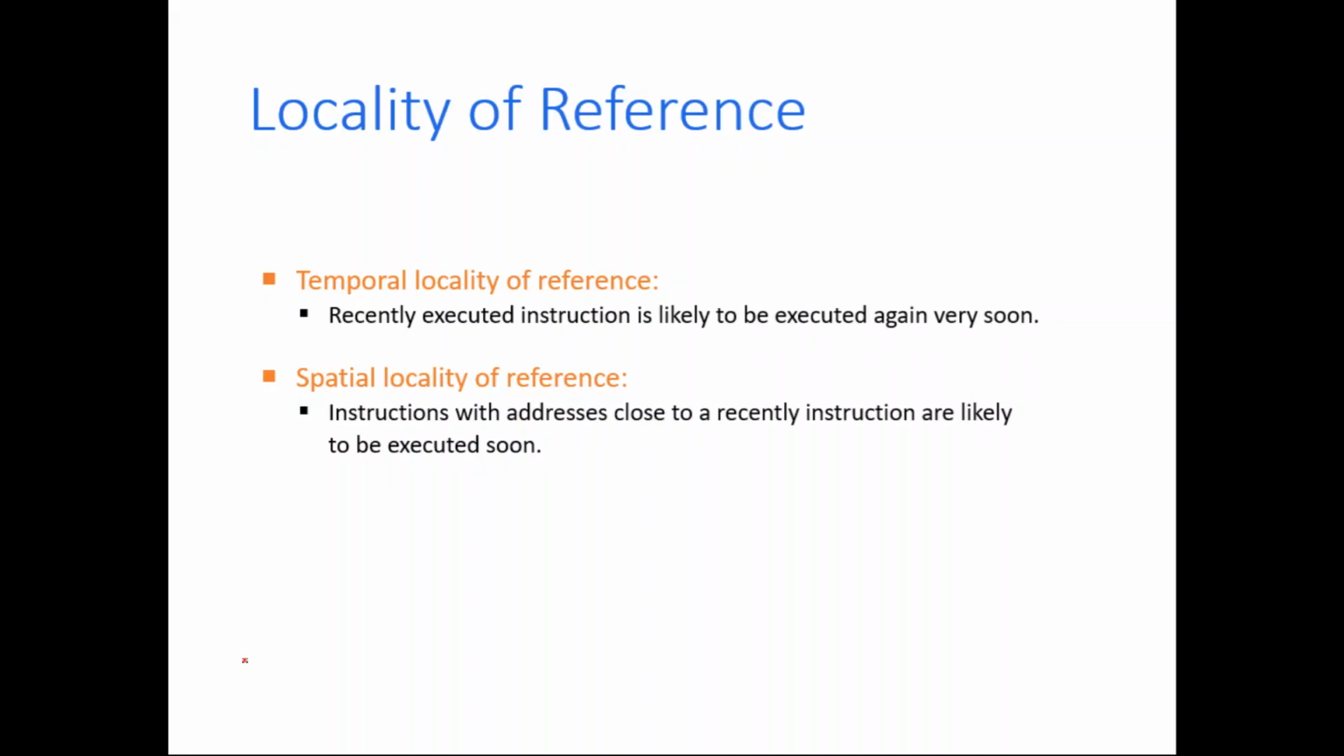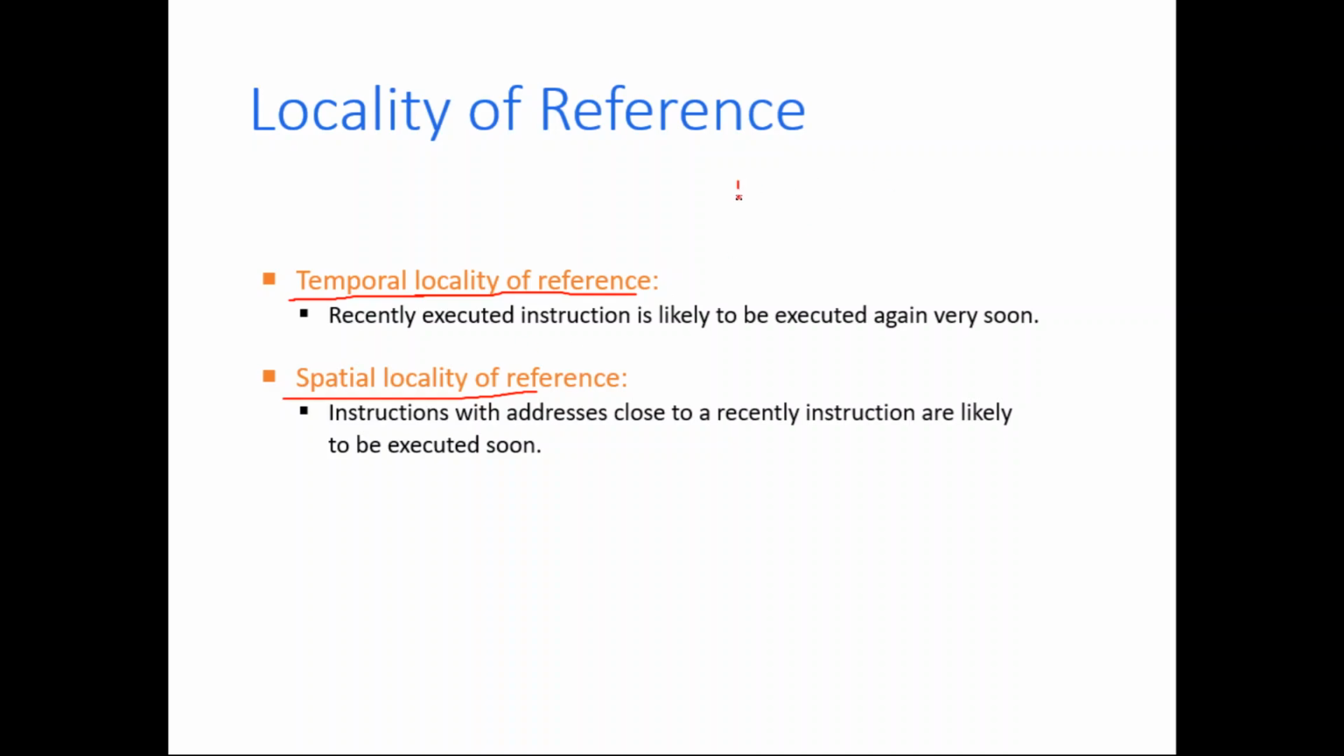Such statements are called locality of reference. In this locality of reference there are two categories. One is called temporal locality of reference, the other one is called spatial locality of reference. What do you mean by temporal locality of reference and spatial locality of reference, you may ask.